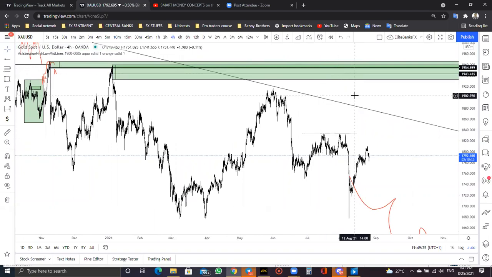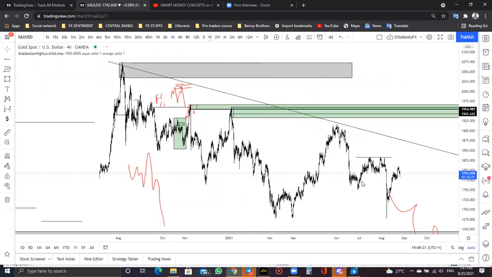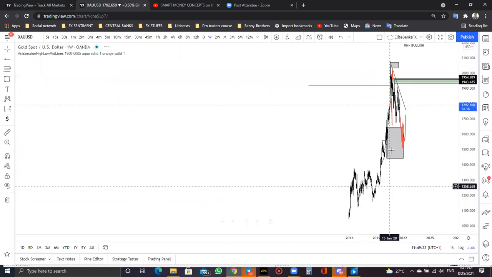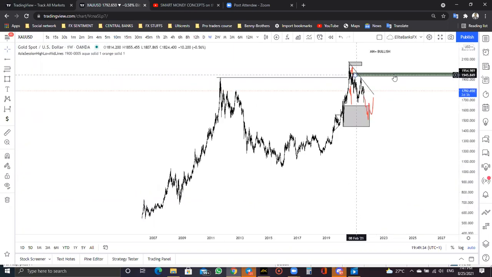But let's not forget that for price to not get to this point, if price is coming from demand anticipated in the weekly time frame, guys, I'm not going to mind this other block. I don't know if you get where I'm coming from.